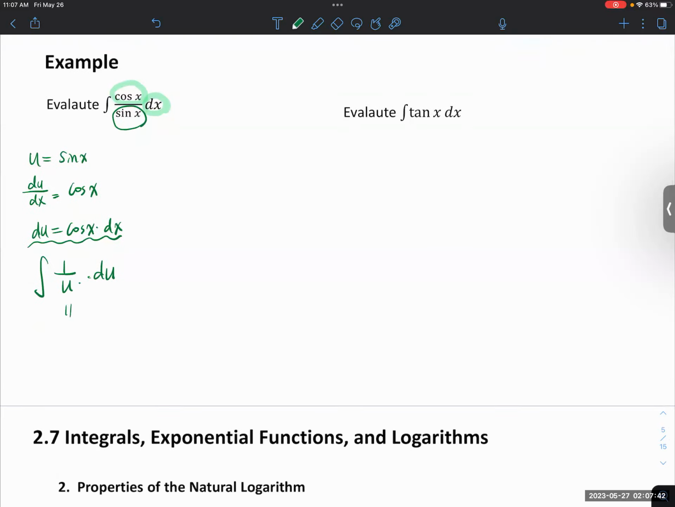Again, you're not going to use a power rule. This is automatically ln u, correct? So many people make a confusion. 1 over u, take the integral, it's ln absolute value of u. You can go back to the x variable. So ln absolute value of sine x plus the c. So that's the answer.